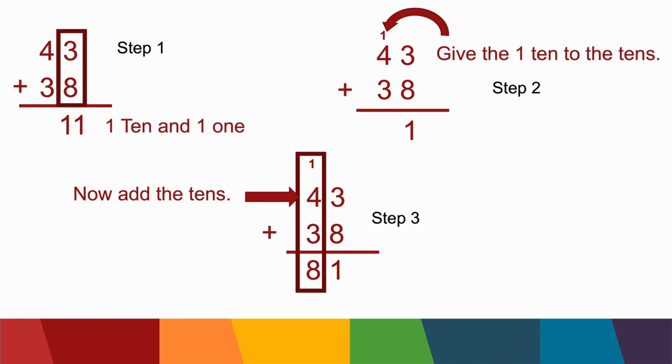43 plus 38. We begin in the ones column. 3 plus 8 equals 11. 11 is actually 1 ten and 1 one. Step 2, we give the 1 ten to the tens column and carry the 1 down. Step 3, now we add the tens. 1 plus 4 plus 3 equals 8. Our problem is 43 plus 38 equals 81.